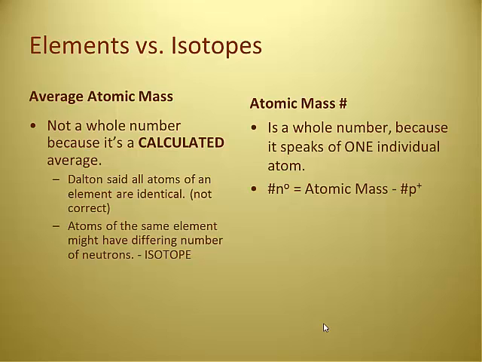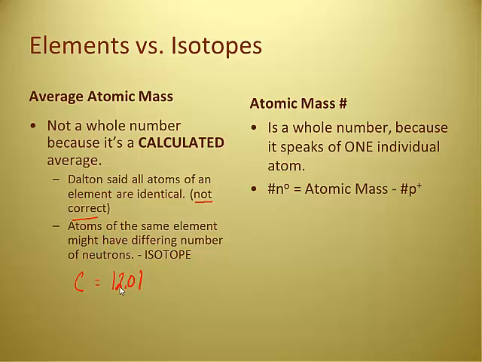Elements versus isotopes. Average atomic mass. It's not a whole number. If you look at your periodic table, you will see a bunch of average atomic masses with decimal places. That's because it's a calculated average. Dalton said all atoms of an element are identical. He was not correct. That was one of the red ones. Remember there were 2 that were red?